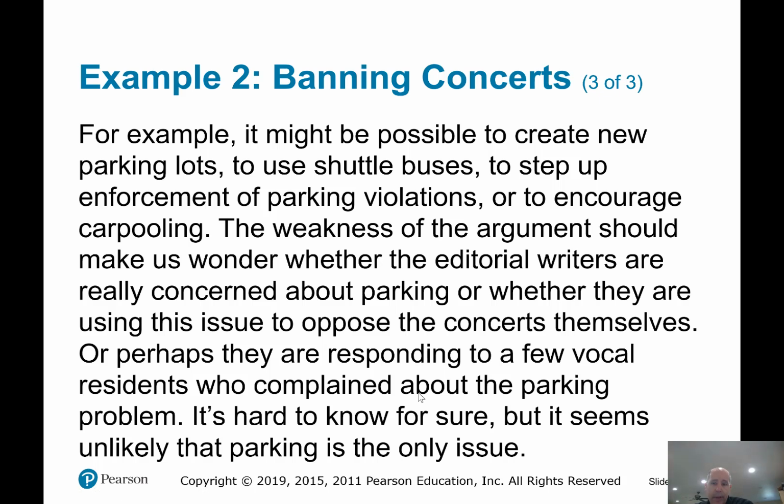So, for example, it might be possible to create new parking lots, to use shuttle buses, to step up enforcement of parking violations, or to encourage carpooling. The weakness of the argument should make us wonder whether the editorial writers are really concerned about parking, or whether they are using the issue to oppose concerts themselves. Or perhaps they are responding to a few vocal residents who complained about the parking problem. So maybe it's a few people and it's really not an issue for most people out there, right? So it's hard to know for sure, but it seems unlikely that parking is the only issue.